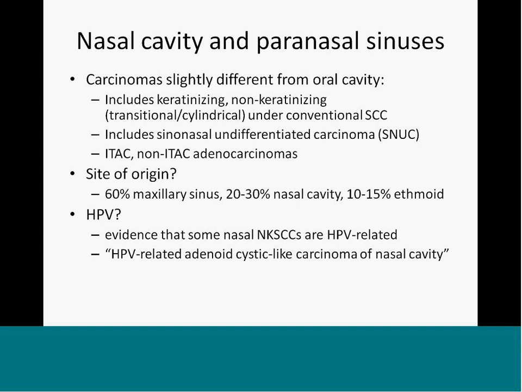Okay, nasal cavity and paranasal sinuses. The carcinomas list is slightly different from those in the oral cavity. It includes the keratinizing and non-keratinizing types, the latter being historically called transitional or cylindrical cell. It includes SNUC and includes adenocarcinomas, both of intestinal and non-intestinal type. Most of the cancers arise in the maxillary sinus.